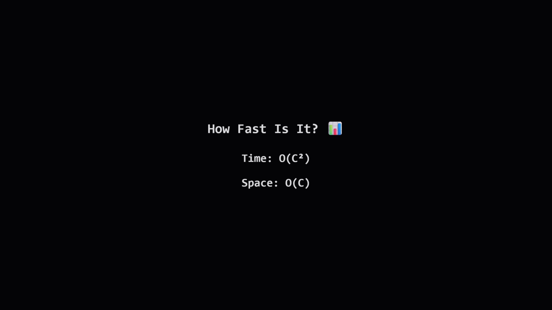So how efficient is this approach? Let's use C to represent the number of unique characters in our string. Because we have a loop that checks every frequency, and inside of it, another loop that does the same thing, the time complexity is roughly C times C, or what we call big O of C squared. Since we're dealing with lowercase English letters, C is at most 26. So C squared is very small and very fast. For space, we just need to store the character counts, so the memory usage is proportional to the number of unique characters, or big O of C.